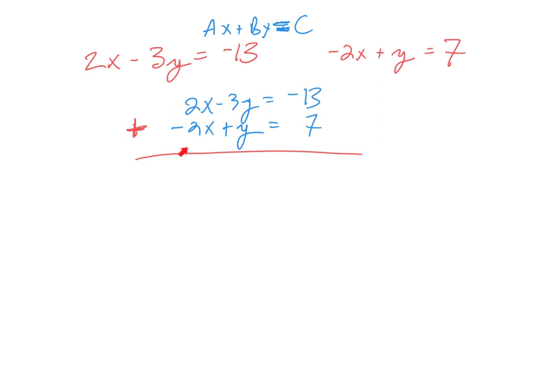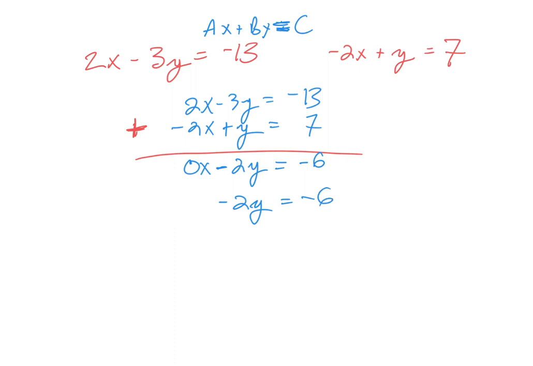I'm going to add these up. Those two, 2x and negative 2x, add to 0x. I'll write 0x, even though we typically don't. All right, then I have negative 3y, pay attention to the y's, negative 3y plus a positive 1y, so negative 3 plus 1, I'm at negative 2y equals, and then I have negative 13 plus 7, that's a negative 6, and only because I just don't like that 0x, I'm just going to rewrite it as negative 2y equals negative 6.